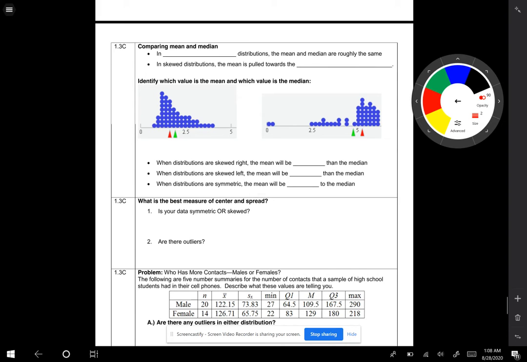In symmetric distributions, the mean and median are roughly the same. In that case, when the distribution is symmetric, it is more powerful to use the mean because it tells us a lot more about our data. In skewed distributions, however, the mean is pulled towards the tail. In skewed distributions, it's better to use the median.